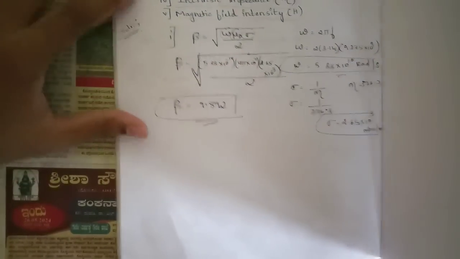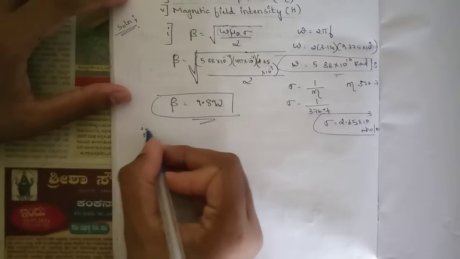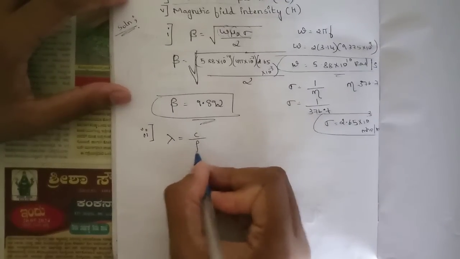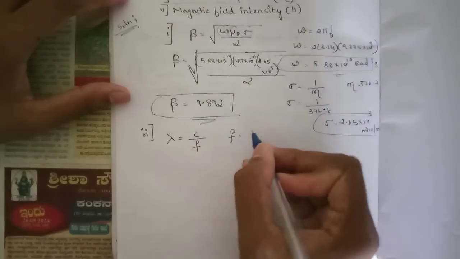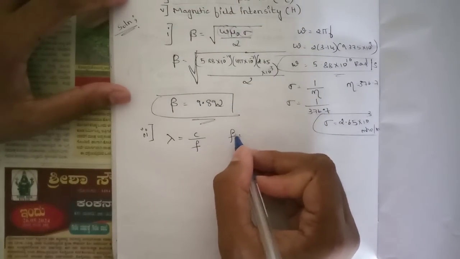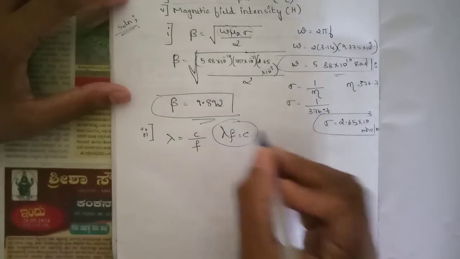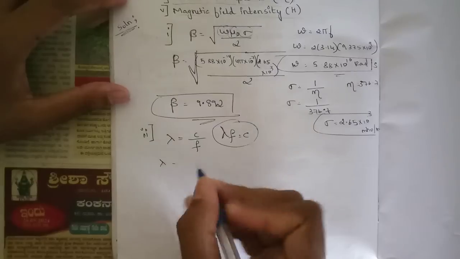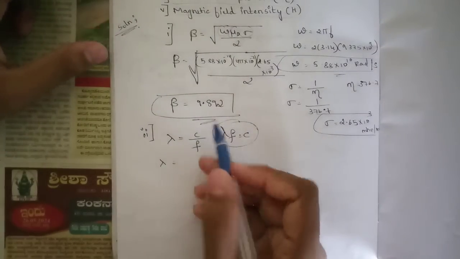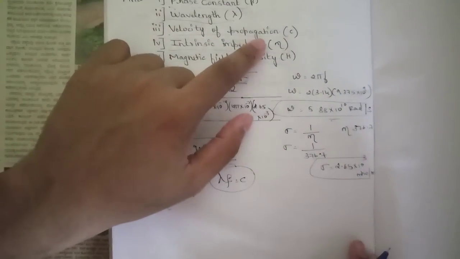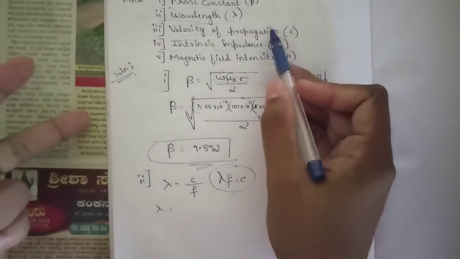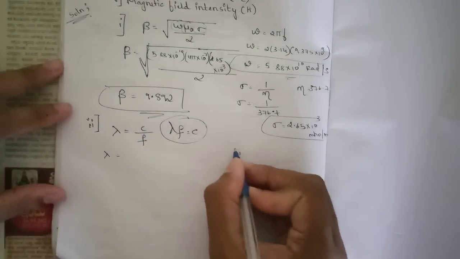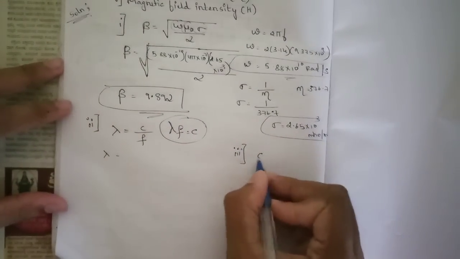Similarly, in the second sub question, they have asked us to find the wavelength lambda. We have a formula, lambda is equal to c by f, since lambda times f is equal to c. To find wavelength, we first need the velocity of propagation c. So first we need to solve the third sub question to find the value of c.